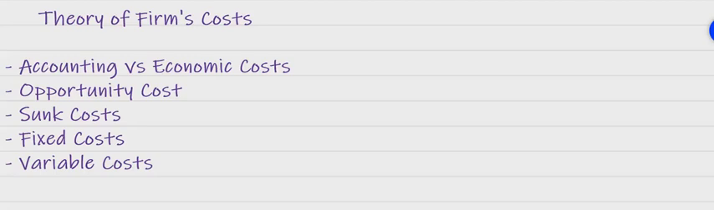Hello everyone. In this video, we will discuss theory of firms costs. We will compare accounting and economic costs. We discuss what are the opportunity costs, sunk costs, fixed costs, and variable costs.